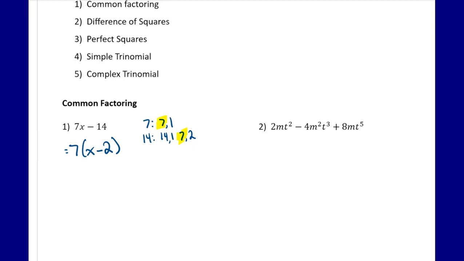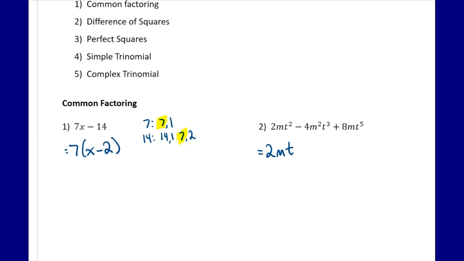For the second one, same idea. We're going to look between all 3 terms and see what is the greatest common factor. When we're looking at the numbers 2, 4, and 8, the greatest number that can multiply into all of those is 2, because 2 times 1, those are the only factors for the first, and then 2 also goes into 4 and 8. So 2 is our greatest common factor, at least the number. We see that each term has an m and a t. So that means m and t will be a part of our common factor.